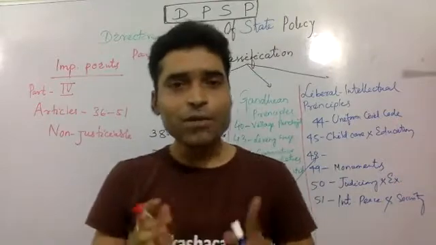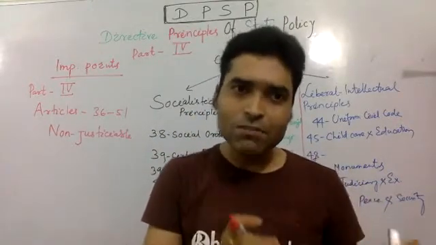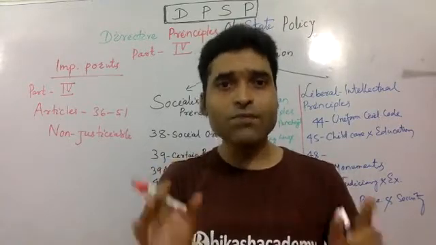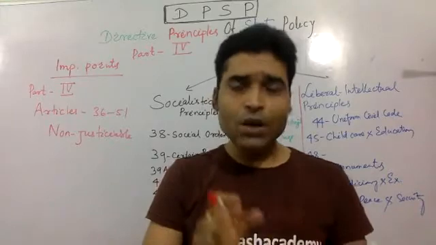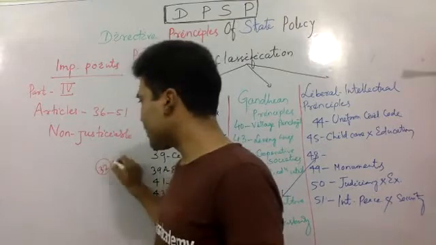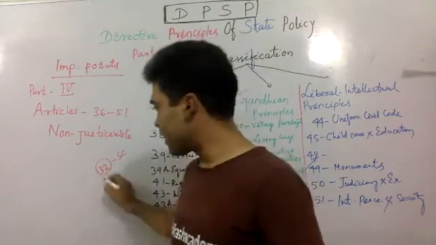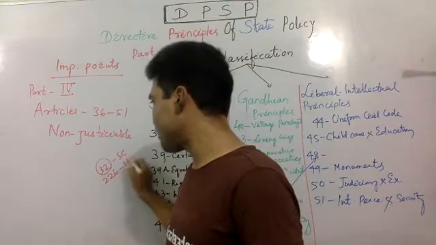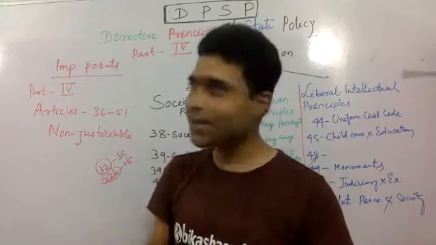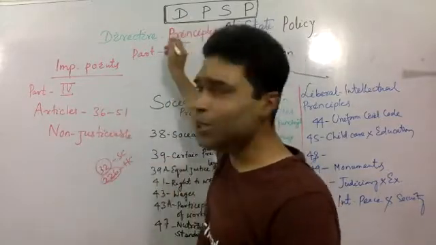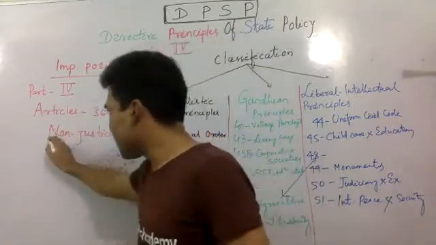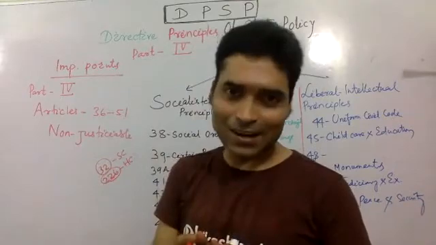You see, fundamental rights, we know, are justiciable by nature. That means in case of violation of fundamental rights, you can go to the Supreme Court under Article 32. Right? You can go to the Supreme Court. And under Article 226, you will go to the High Court in case of violation of any of the fundamental rights. But my dear, in case of violation of DPSP, we cannot move to court. That means this is non-justiciable. I hope this is clear, right?